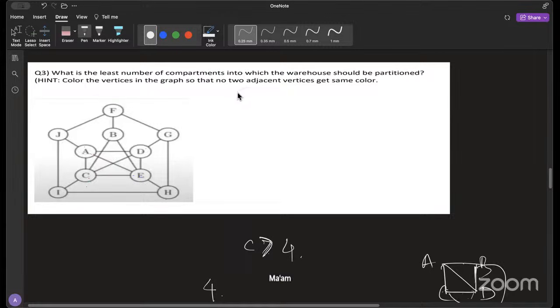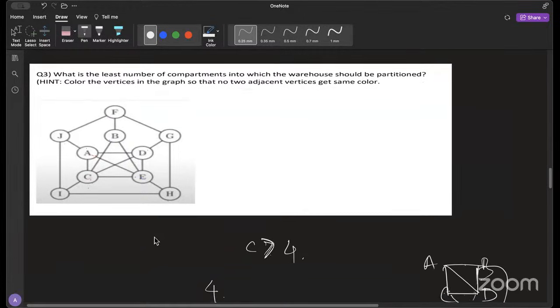Ma'am, I have a doubt. If the maximum number of colors we need in a planar graph is 4, then is there something like this in non-planar graphs also? No, in non-planar graphs, we don't have this. The bound for maximum colors, 4, is for planar graphs.